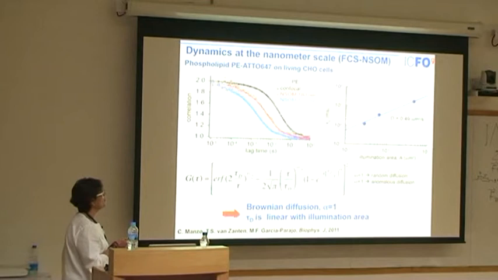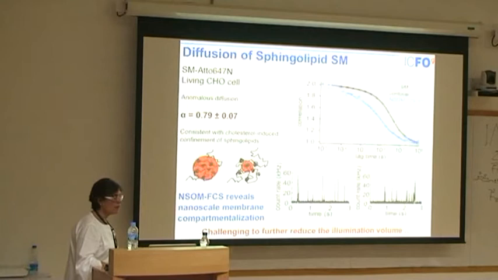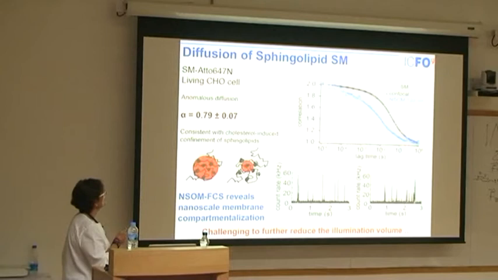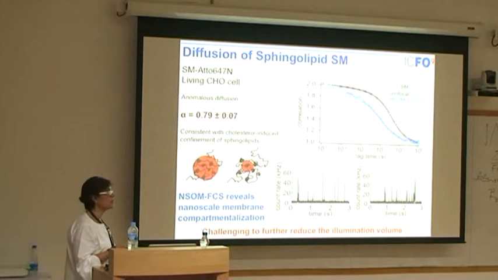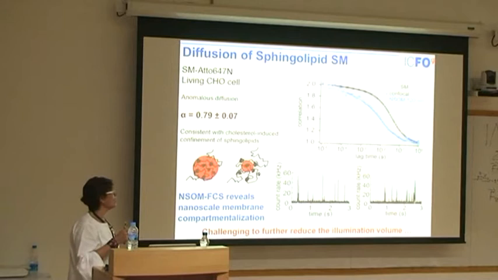And then if you plot the transit times as a function of your illumination area, you recover a straight line, which for this particular lipid is Brownian, so you would expect to have indeed a straight line. Now, we looked also with this technique at sphingomyelin, and when you use sphingomyelin and start reducing your illumination volume, your autocorrelation function does not really follow a linear relationship, but you start seeing anomalous diffusion, which is essentially the result of reducing your illumination volume to sizes comparable to the nanoheterogeneities that we see in there.